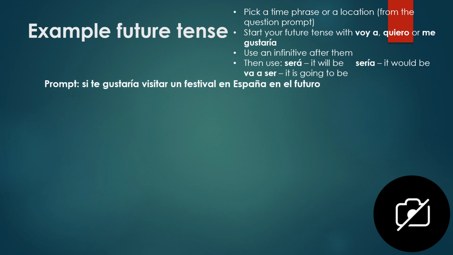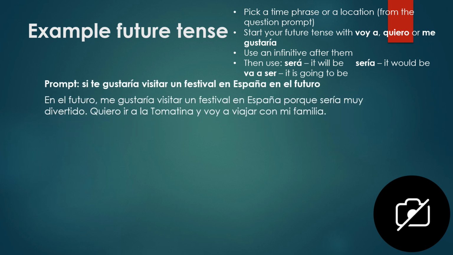So the first one, si te gustaría visitar un festival en España en el futuro. Here I've said en el futuro me gustaría visitar un festival en España porque sería muy divertido. Quiero ir a la tomatina y voy a viajar con mi familia. You'll notice I've used me gustaría, quiero and voy a, all in the same one to add variety. I've also said sería, just so that I can give an opinion on how it would be.